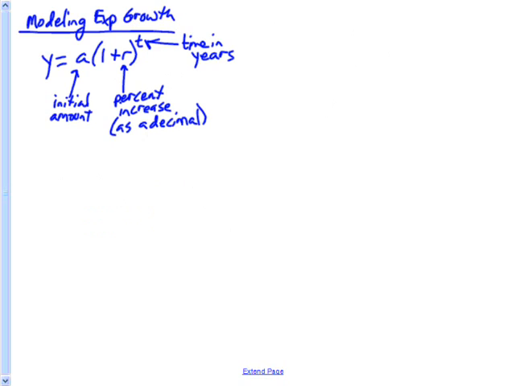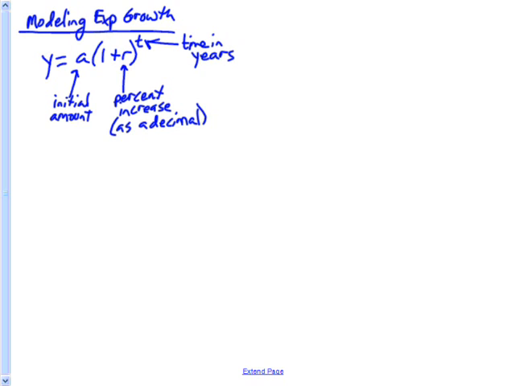My sound didn't work. So the second thing we want to look at is modeling exponential growth here. If you have something that you know grows exponentially, here's how you can model it if you can remember this formula. y, the amount you end up with, is a, your initial amount, times 1 plus r, your percent increase. You have to express that as a decimal, so if r is 18%, you want to put r as 0.18, times the t, time in years.